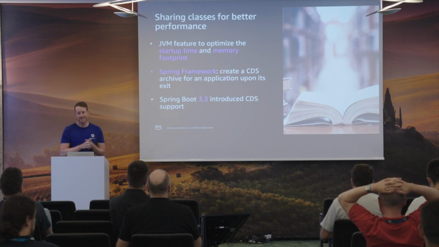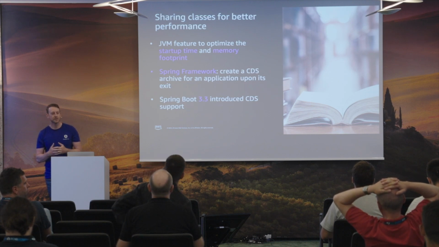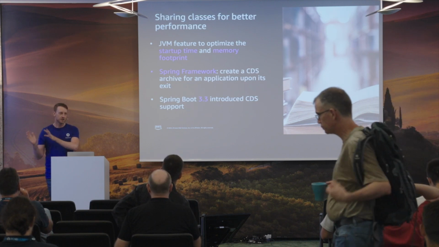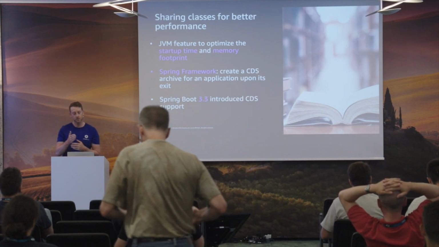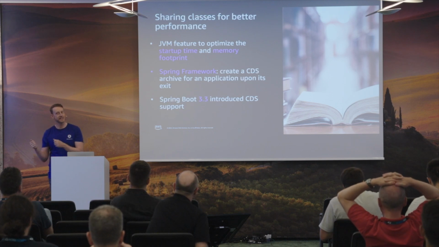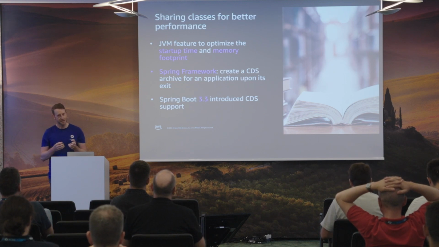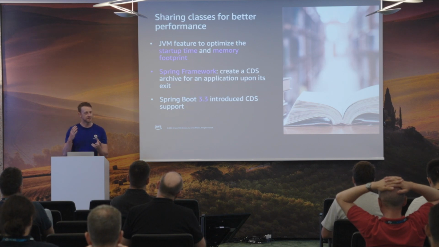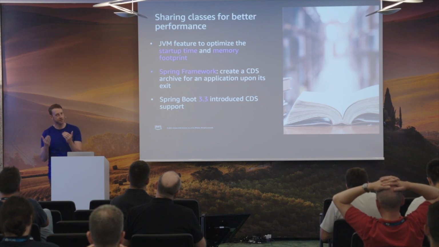So AppCDS is a JVM feature that helps you to optimize the startup time and memory footprint of Java applications. And if you use something like the Spring framework, it offers a feature to allow you to create this CDS archive for an application upon its exit. So this feature can be useful for optimizing the application startup time by pre-computing and archiving certain, let's say, data structures, which reduces the amount of work required during subsequent application launches.